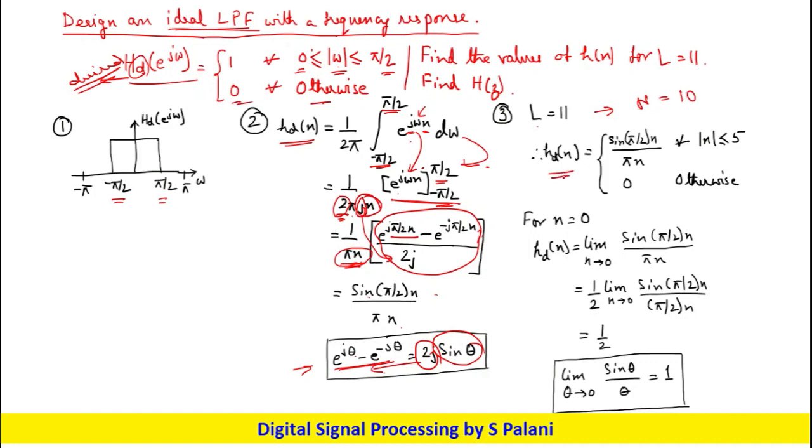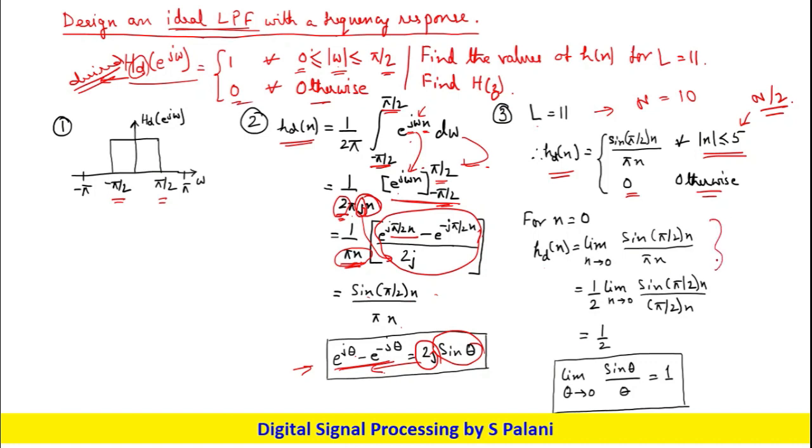So hdn over here will vary from sine of pi by 2 n divided by pi n for n less than or equal to 5. That is, here we have a generalized formula of N by 2, and 0 otherwise. So what we get for n equals 0, we get hdn as the limit of n tending to 0 of sine of pi by 2 n by pi n.